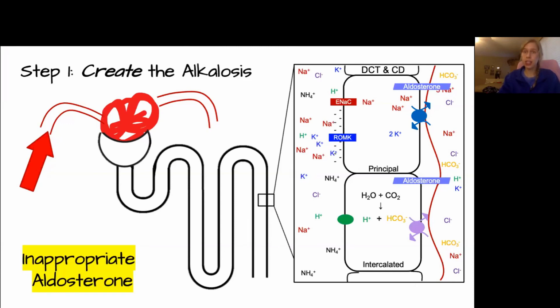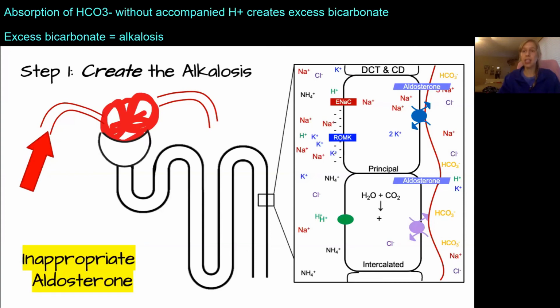Aldosterone also directly accentuates the process in the intercalated cell, where we produce de novo hydrogen and bicarbonate. So these processes are going to occur at a higher rate as well, leading to excess excretion of hydrogen and excess production and absorption of new bicarbonate. So in the end, we have extra sodium reabsorption, extra potassium wasting, extra hydrogen wasting, and extra reabsorption of free bicarbonate, leading to a metabolic alkalosis.